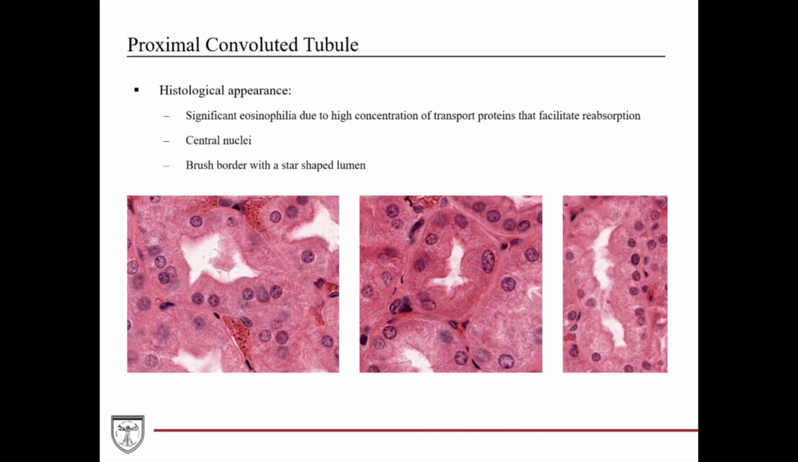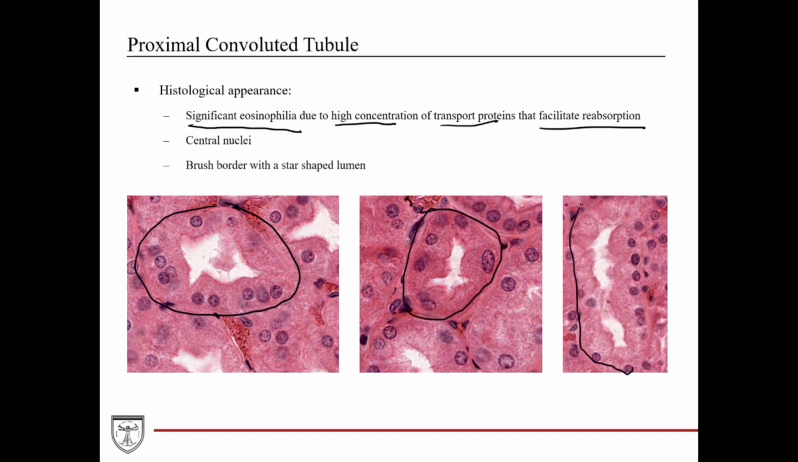As far as your histological appearance, like I said, you're going to have significant eosinophilia due to the high concentrations of transport proteins and mitochondria that are all there to facilitate these reabsorptive processes. If you look at the section here, this is a proximal convoluted tubule. In this section here, this is a proximal convoluted tubule. And then here you have a more longitudinal view of one. You can see that these are very cuboidal shaped epithelium. It's a single layer, simple cuboidal. They have large central nuclei that you can see all throughout here.